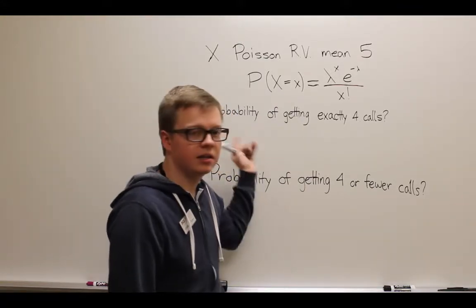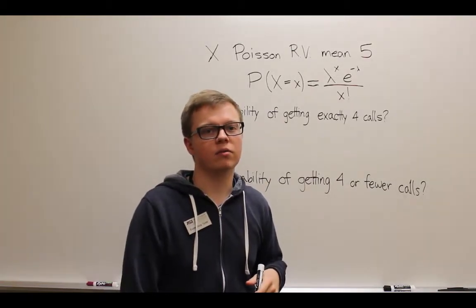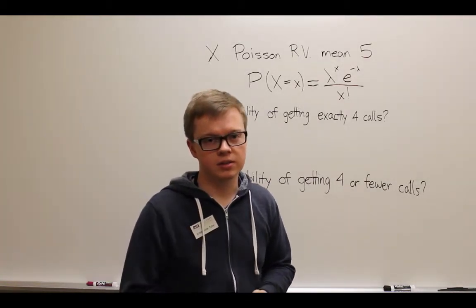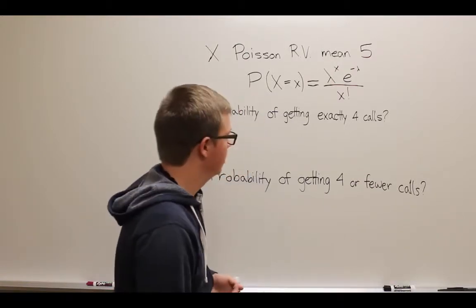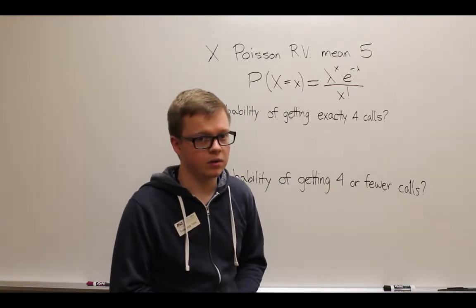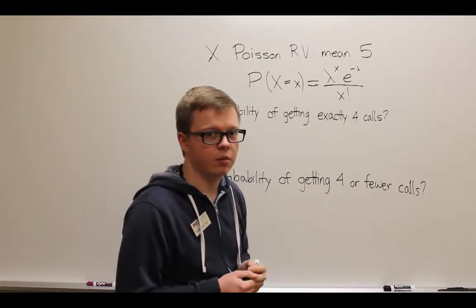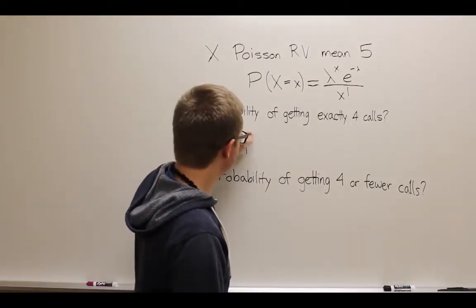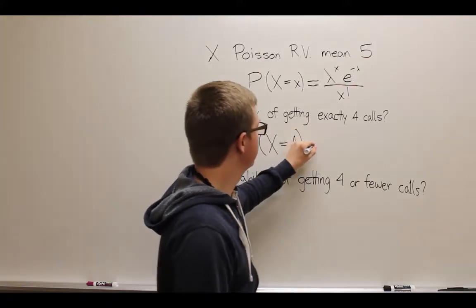And so we can ask a question like this. Let's say x represents the number of calls that a call center receives within the next hour. So it's a random variable. Let's say we want to know the probability of getting exactly 4 calls. When we have exactly 4 calls, we can apply this PDF formula. That would be the probability that x equals 4.